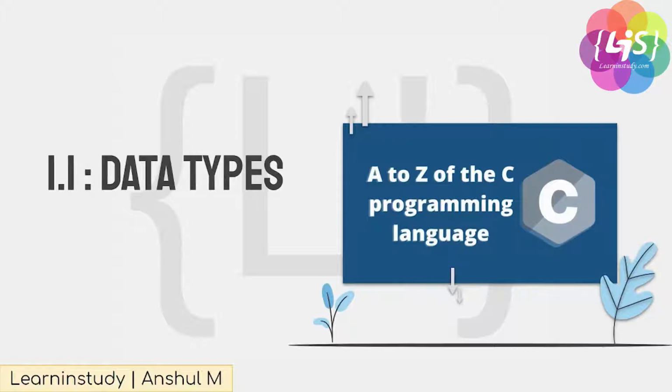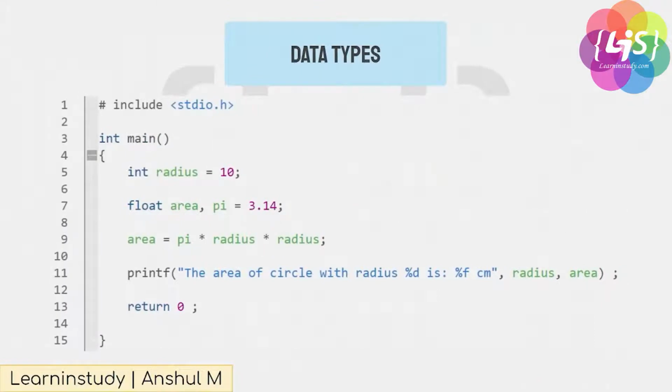In the last video, we learned about variables and constants. Now, let us look at data types. This is the program we wrote in the last video. Here, int and float are data types, meaning we declared a variable radius of type integer and area and pi variables of float data type.